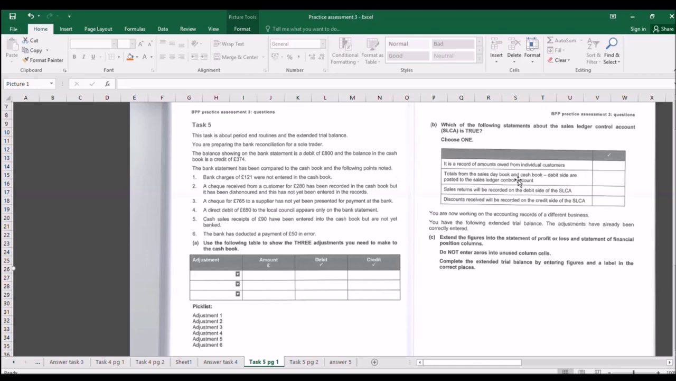So where are we? Not that one. Totals from the sales day book and the cash book, debit side, are posted to the sales ledger control account. We wouldn't have any posting from the cash book to the sales ledger control account, because that's just gone. We just go debit cash, credit sales. So it's not that answer there. It would be totals from the sales day book, which would be debit sales ledger control account and credit sales ledger sales. Sales returns will be recorded on the debit side of the sales ledger control account.